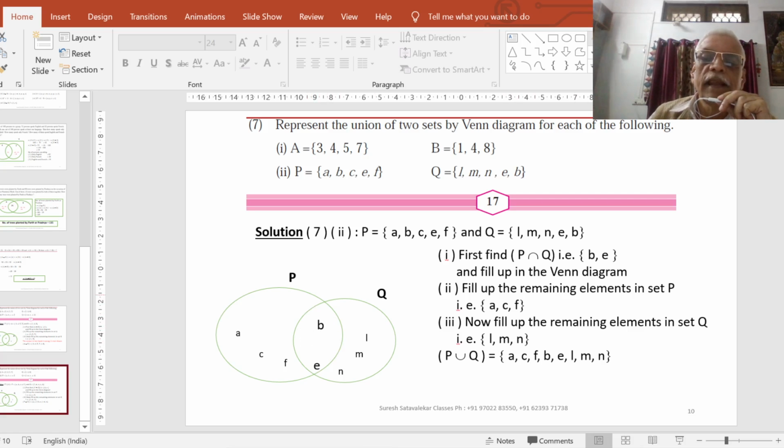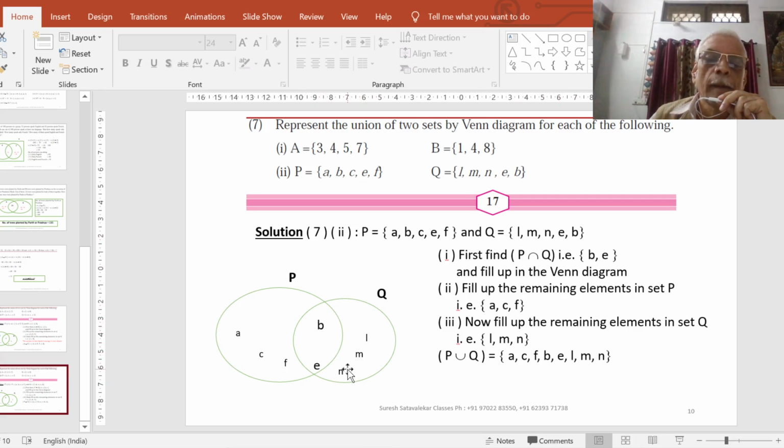Then fill up the remaining elements in P. In P we have A, B, C, E, F, out of which B and E are written here. So remaining are A, C, F. A, C, F are written here. So all the elements in P are written here. Now all the elements in Q should be written here. Here B and E are already written. So remaining are L, M, N.